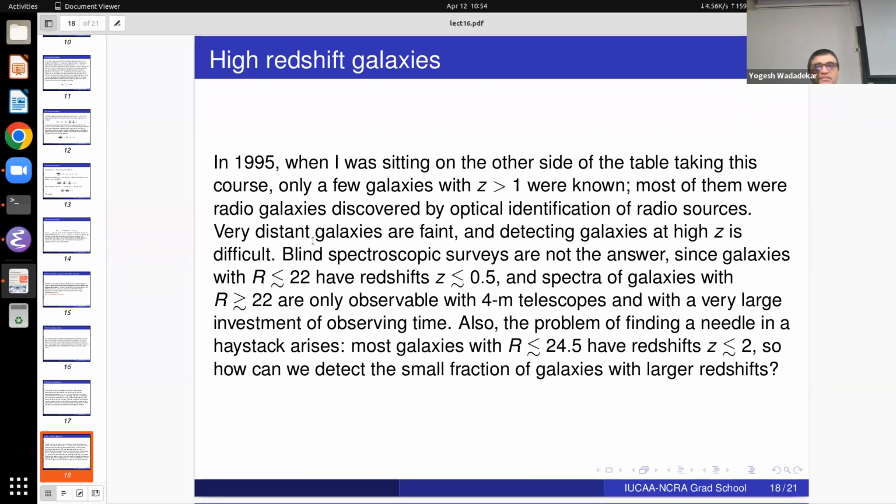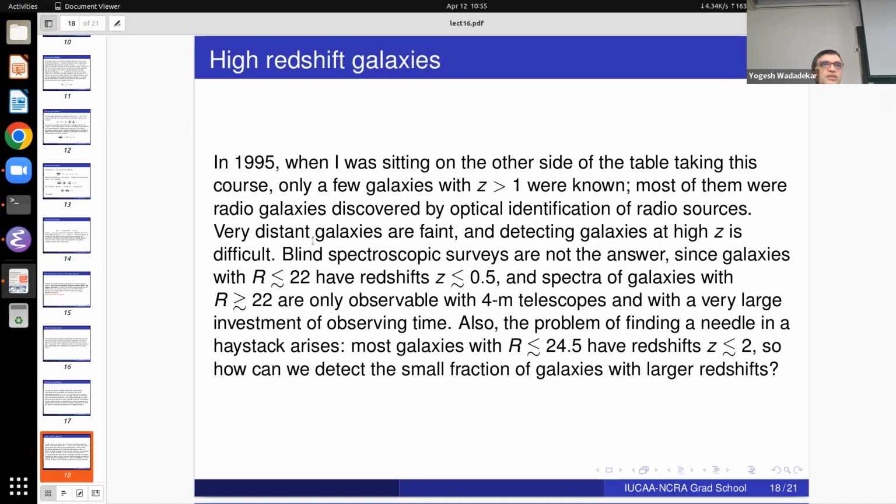Very distant galaxies are very faint, and detecting galaxies at high z is a very difficult process. If you did a blind spectroscopic survey, which means you just find faint galaxies in your HST image or whatever, and you just go and get a spectrum of each one of them, this is problematic since galaxies with R less than 22 typically have redshifts less than 0.5. And spectra with R greater than 22 are only observable with 4-meter or larger telescopes, and with a large investment of observing time.